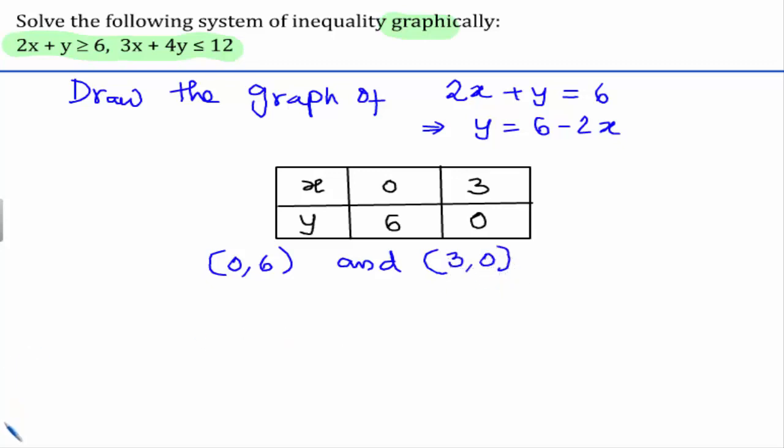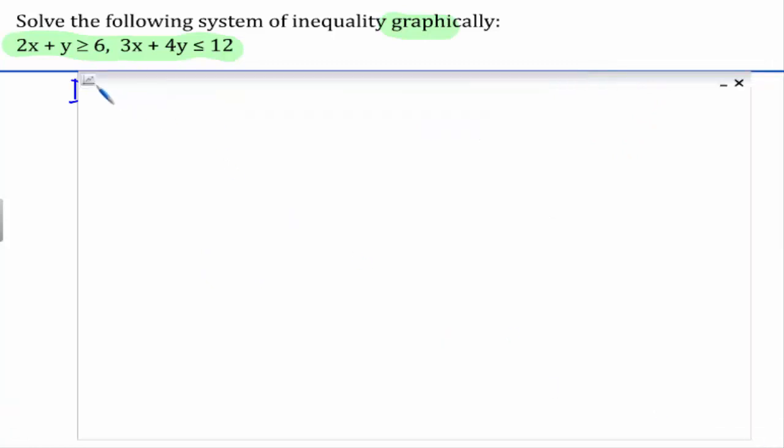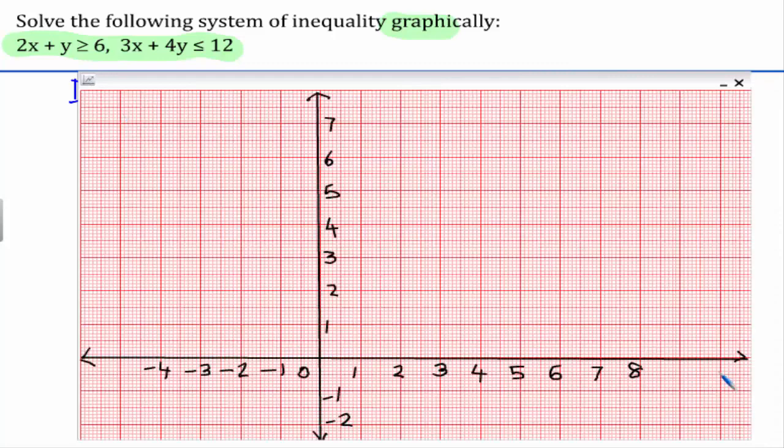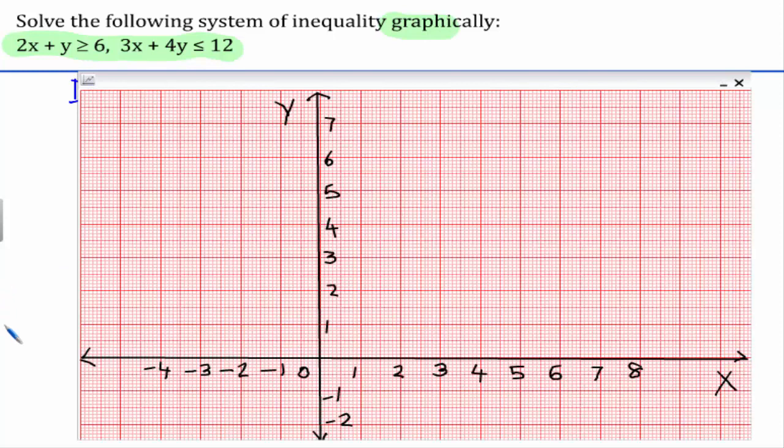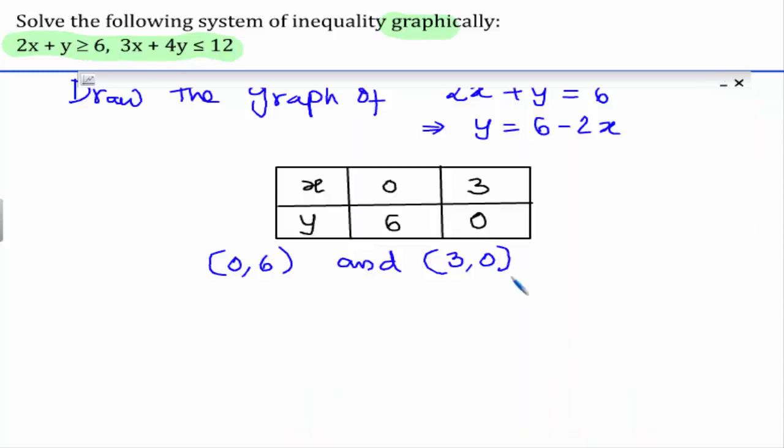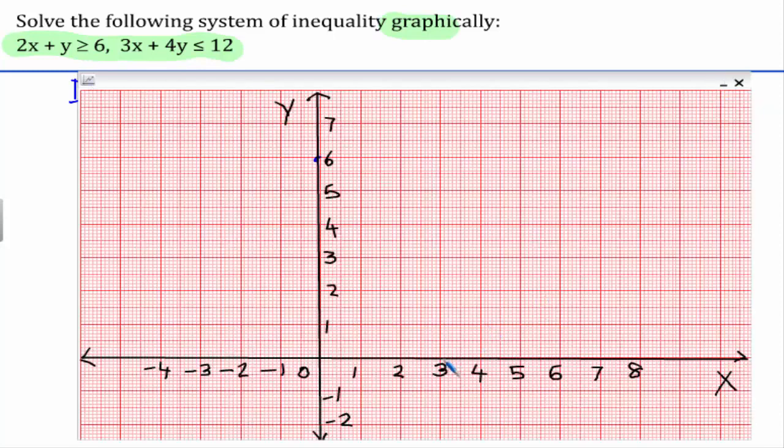Now using these two ordered pairs, let us draw the graph of the first equation. In this graph, here is the x-axis and here is the y-axis. Now using the ordered pairs, let us draw the graph. The first point is (0, 6), which will be here. And the next one is (3, 0), which is here. Now let us draw the graph by joining these 2 points.